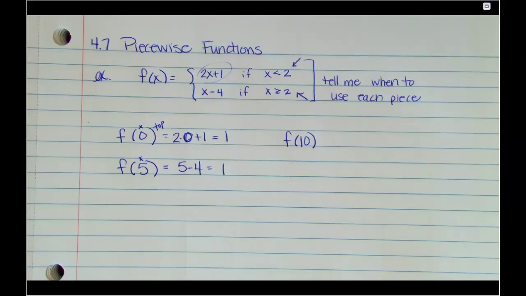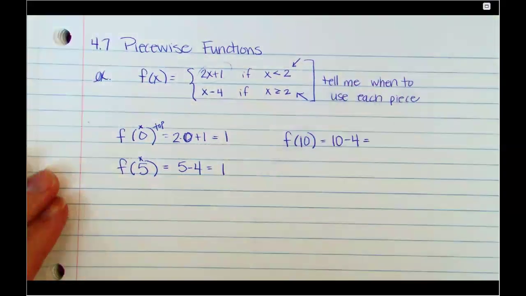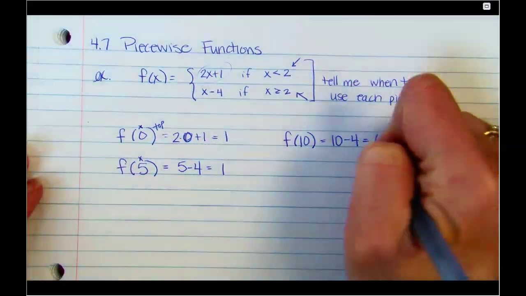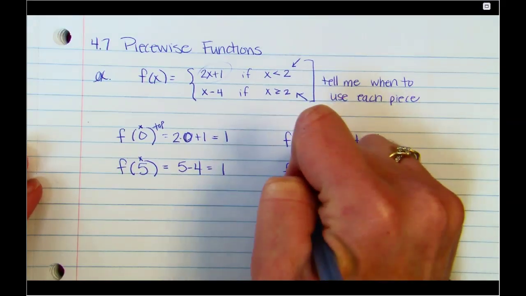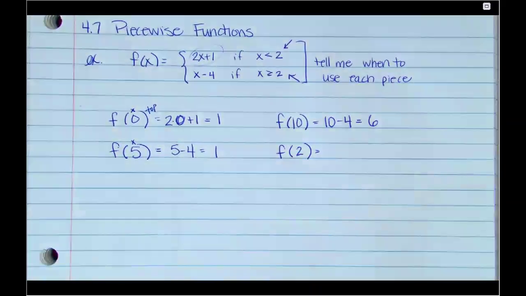Why are we using the bottom one? Because 10 is bigger than 2. Okay, because 10 is bigger than 2, we're going to use the bottom. What is that? 6. Okay, now, again, I want you to find f of 2. I want you to tell the person sitting next to you whether you're going to use the top or the bottom and why.